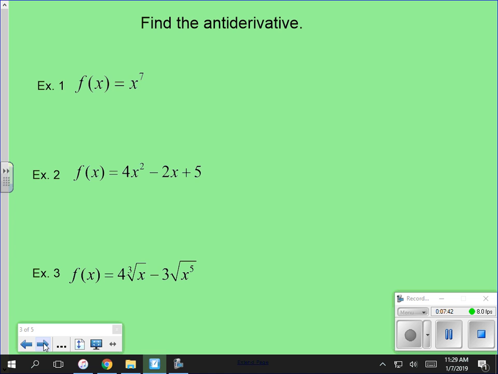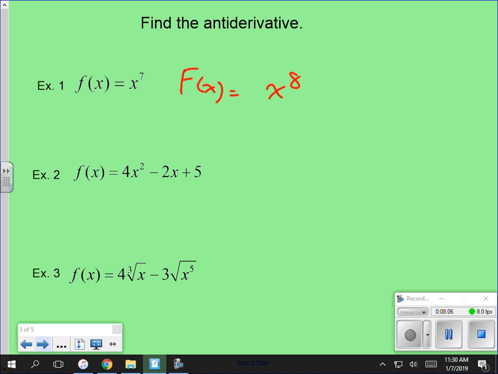So let's do some examples. Okay. If f of x is equal to x to the 7th power, the antiderivative, F of x, would be x to the 8th, because when you decrease the power by 1 to take the derivative, to do the antiderivative, you increase the power by 1.